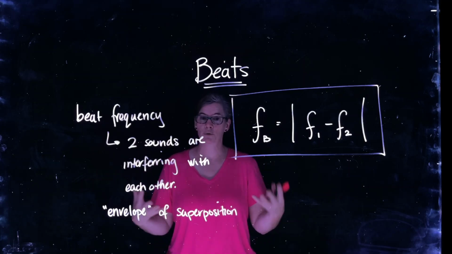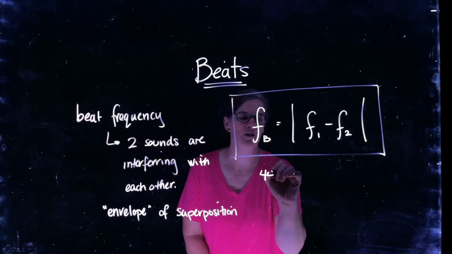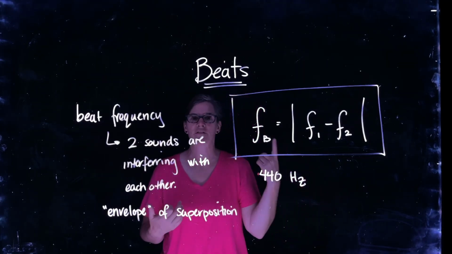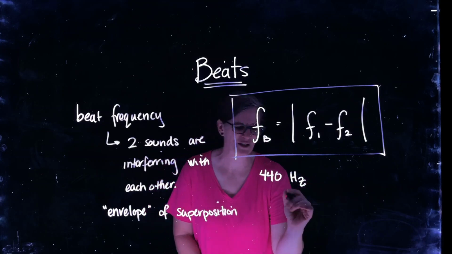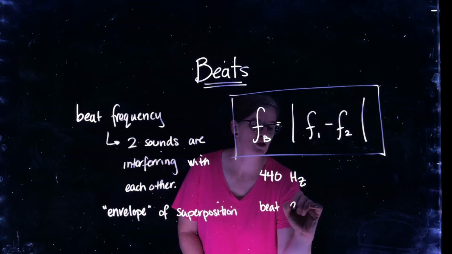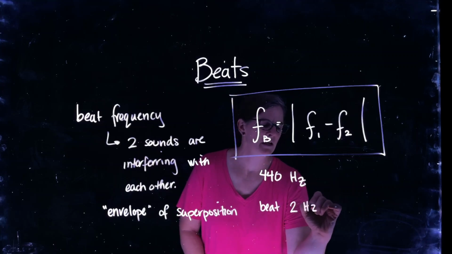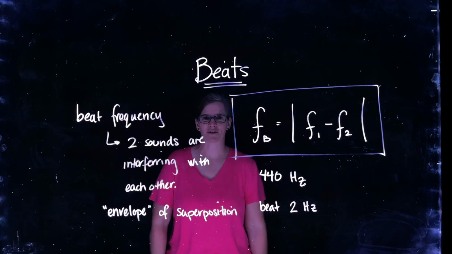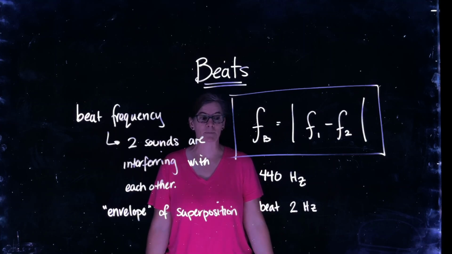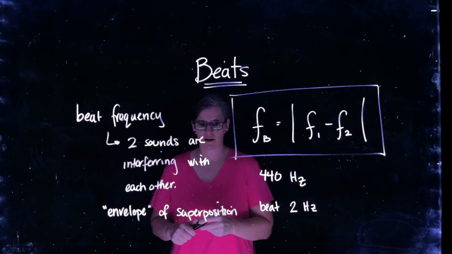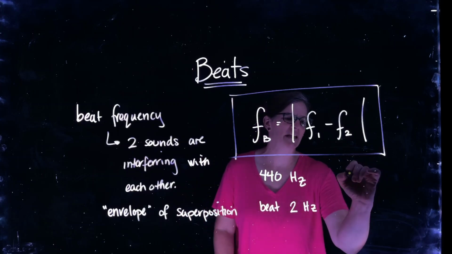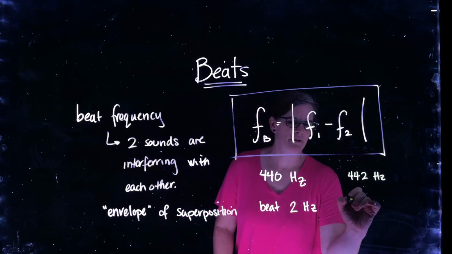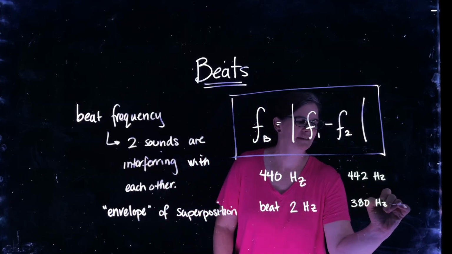So if you are tuning to a frequency of 440 hertz, and you hear a beat, a wah, wah, wah, and you're sort of counting out that wah-wahing, as great musicians do. If you hear a beat of 2 hertz, what does that tell you to do? Should you make your instrument a little bit lower, or a little bit higher? Well, if all I know is that there's a beat of 2 hertz, that could mean I am playing at 442 hertz, or I'm playing at 380 hertz. How do I know which one?